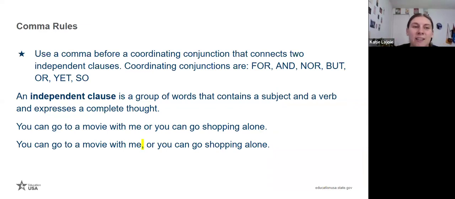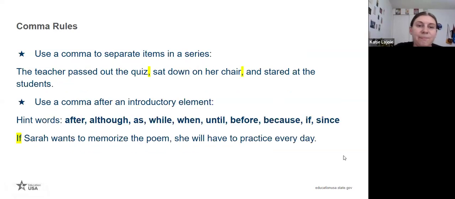On that same topic, let's talk about some comma rules. So you want to use a comma before a coordinating conjunction that connects two independent clauses. The coordinating conjunctions are for, and, nor, but, or, yet, and so. Of course, we just saw an independent clause is a group of words that contains a subject and a verb and expresses a complete thought. So here we have the example. The correct one is, you can go to a movie with me, comma, or you can go shopping alone. We're connecting those two ideas with or and a comma.